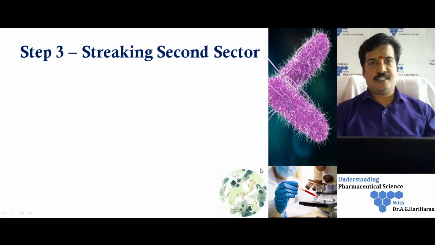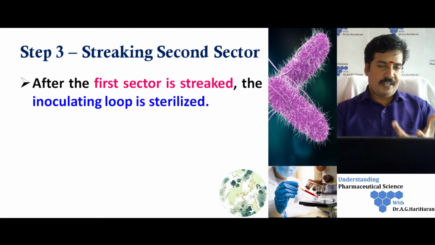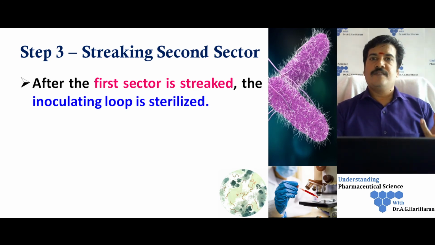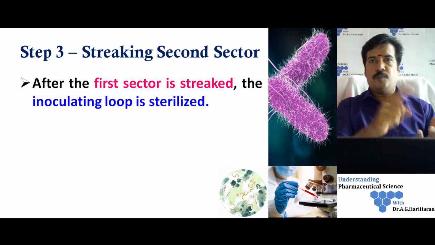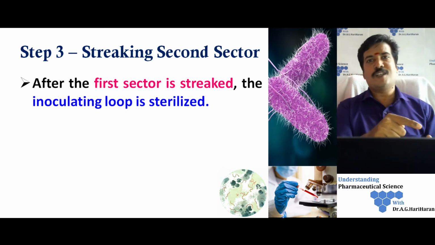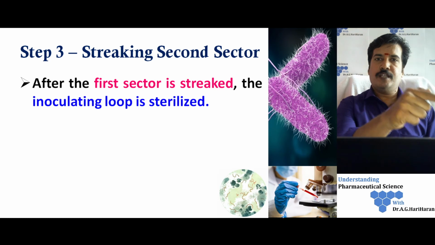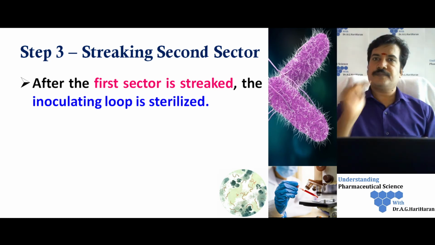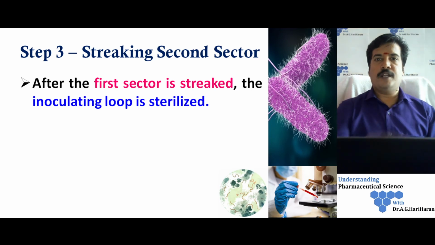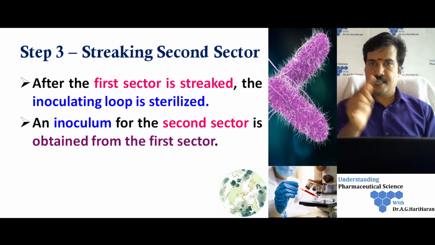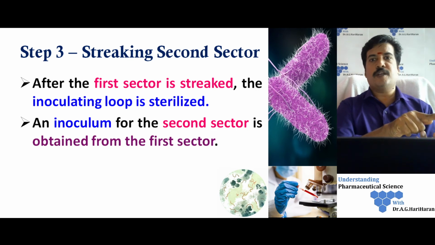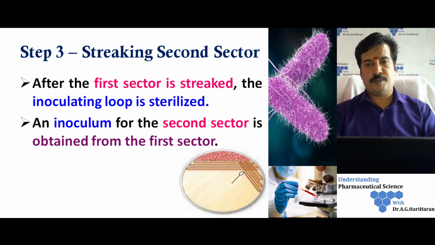The third step is streaking in the second sector. The petri dish is slightly rotated. Then the loop is once again sterilized in the outer blue flame of the Bunsen burner until it becomes red hot. Then it is touched to the endpoint of the first sector to get the inoculum, and streaked on the second sector. You can see this in the picture. So the second sector has been streaked.